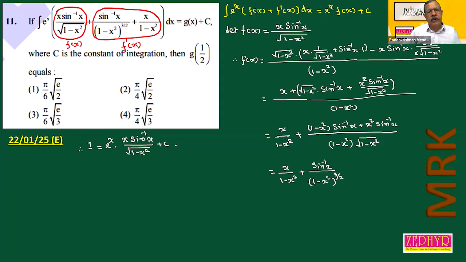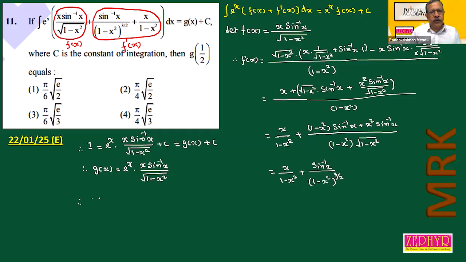It is given that this is g of x plus c. തന്നിട്ടുണ്ട് ഇത് g of x plus c ആണ്. So on comparing, therefore, g of x is equal to e raised to x into x sine inverse x divided by root of 1 minus x squared. So what are you being asked to find out? g of 1 by 2.